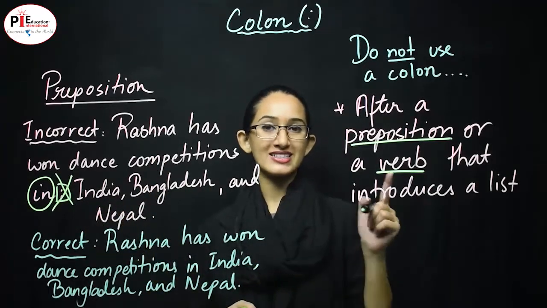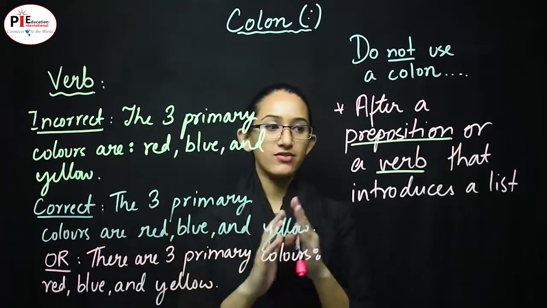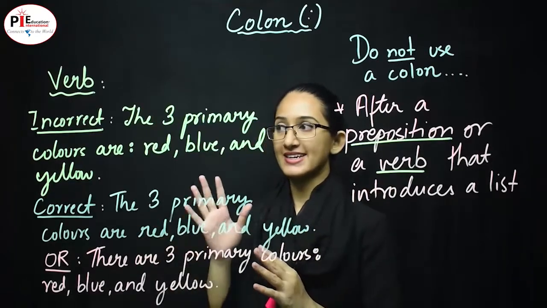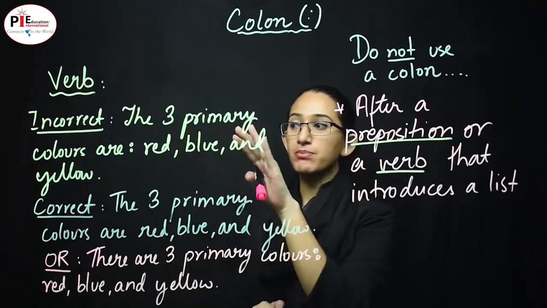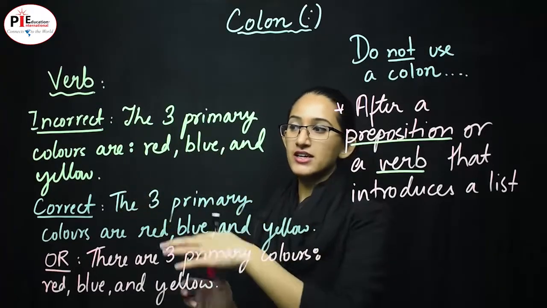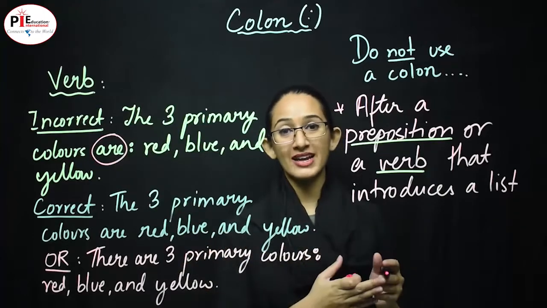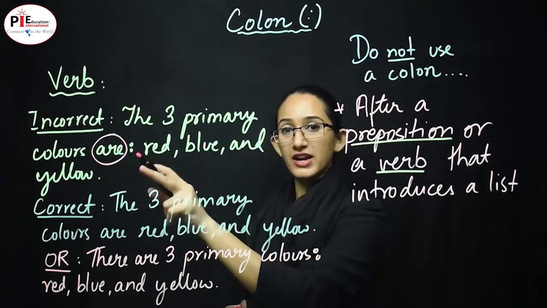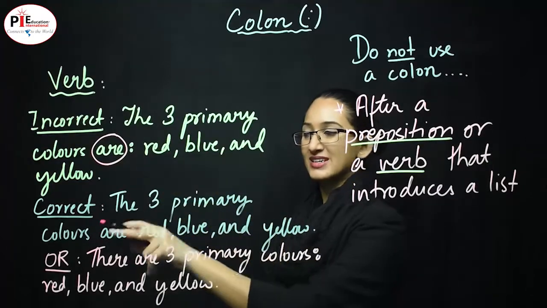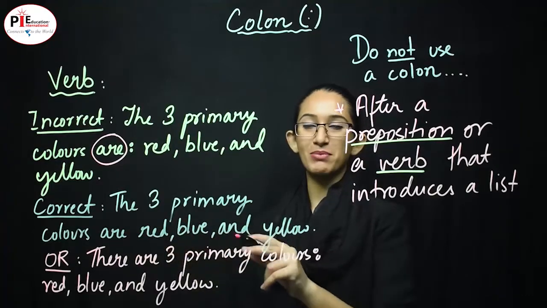Let's take a look at an example of the verb. The next example that we have is of where we should not use a colon after a verb. Let's take a look at an example. The three primary colors are: red, blue, and yellow. Here the word are is a verb. So you cannot use a colon after it. And the way to correct this problem would be to remove the colon. So here the corrected form is the three primary colors are red, blue, and yellow.